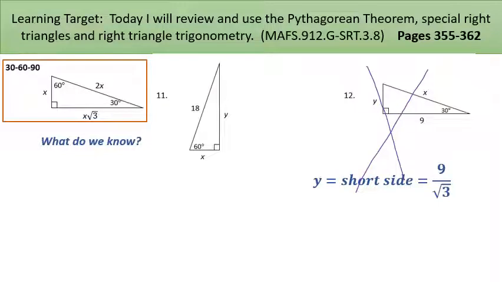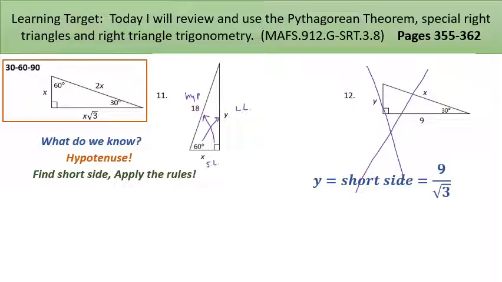What do we know? Well, we know the hypotenuse. So here's our right angle. We know the hypotenuse. All right, so y is across from the 60-degree angle. That has to be a long leg, which means x is the short leg. What are we going to find first? We're going to find that short leg because the short leg is the key.